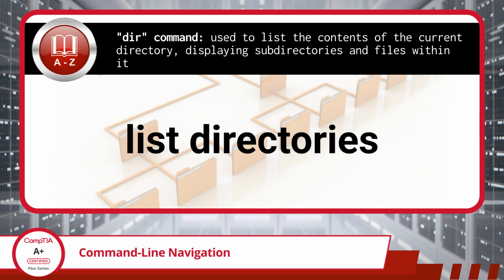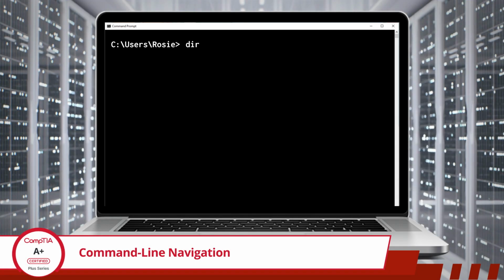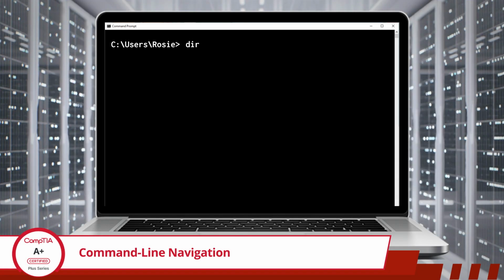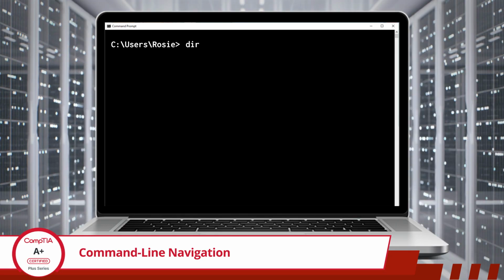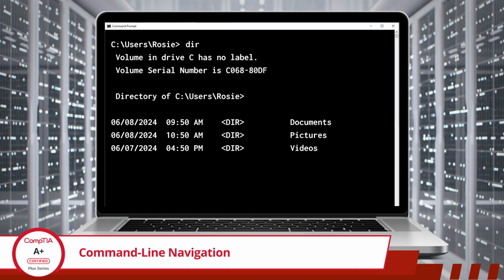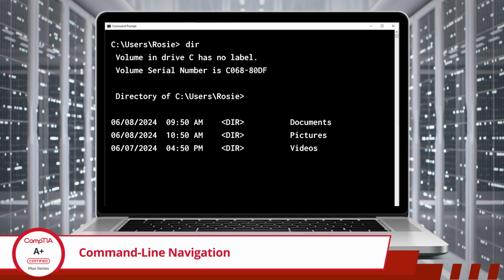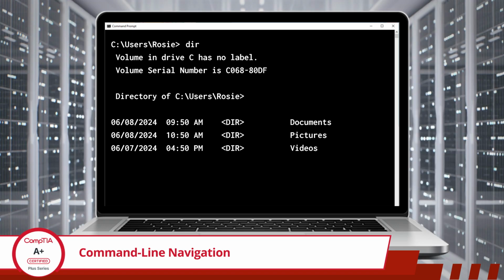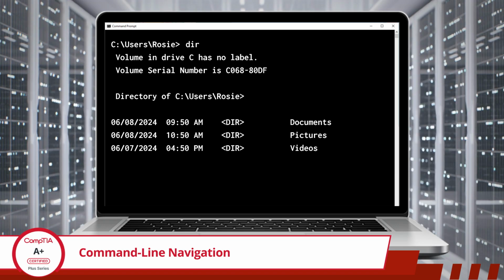First up, we have the dir command, which is used to list the contents of the current directory, displaying subdirectories and files within it. This command is particularly useful for quickly viewing the contents of a directory and obtaining information about the subdirectories and files stored there. When you type dir and hit enter, you'll see a detailed list of everything in your current location. For instance, if you're in Rosie's folder and type dir, once you press the enter key, you'll see subfolders like documents, pictures, and videos. Using the dir command is like having a quick peek inside to see what's available.